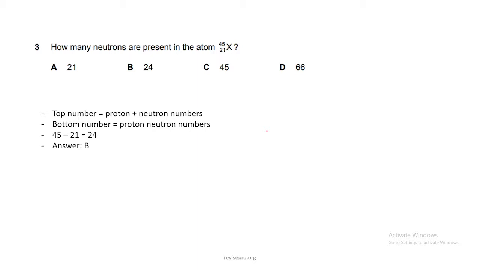How many neutrons are present in an atom of 45 nucleon number and 21 proton number? Nucleon number is this number 45. It comprises the number of protons and the number of neutrons, and the bottom number 21 is the number of protons only. So you know that the number of neutrons is going to be 45 minus 21. Therefore B is your answer.